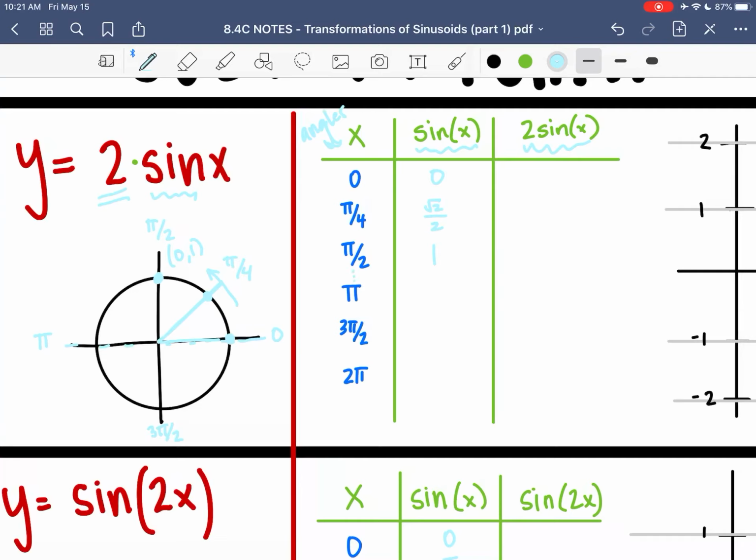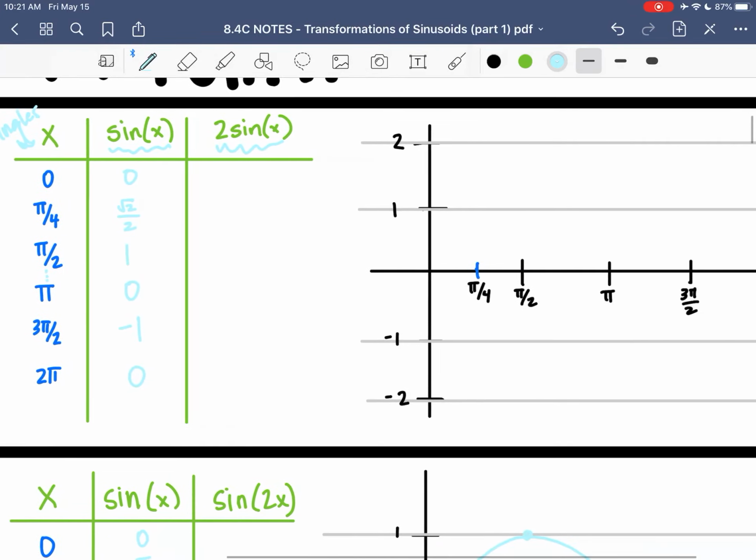Then I skip to counting by pi halves instead of by pi fourths, just to get an idea. Next up at pi, we're all the way to the left. The sine function counts up or down. We're not up or down at all, so sine of pi is 0. 3 pi halves is all the way down at the bottom, so we are 1 below, and our sine value is -1. Then back at 2 pi, we're back where we started at 0.